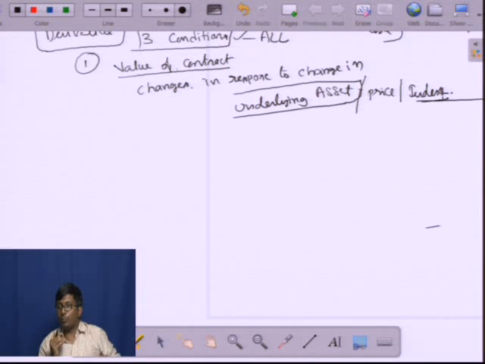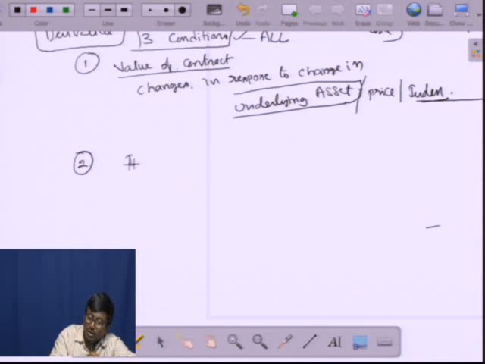You can purchase, for example, index futures. Based on something means what? Nowhere is it absolute; it is relative. Based on something my value is going up and down, then that is the underlying. Next, what is the next condition?